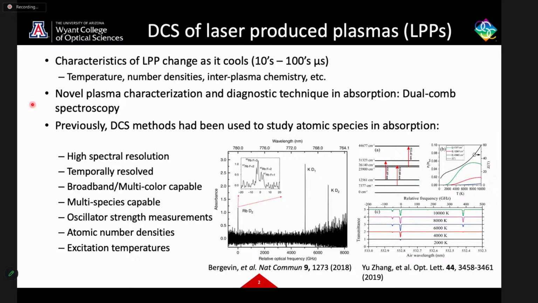Our group had previously used dual comb spectroscopy methods to study atomic species and absorption, where we are able to measure atomic lines in absorption with high spectral resolution, or with temporal resolution over these timescales, with multicolor and multi-species capability. We are able to use these measurements to determine oscillator strength, atomic column density, or atomic number densities, and excitation temperatures for a wide variety of species. So we're pretty confident in our ability to apply dual comb spectroscopy to the study of plasmas, but this hasn't necessarily been applied previously to our work in molecular formation.